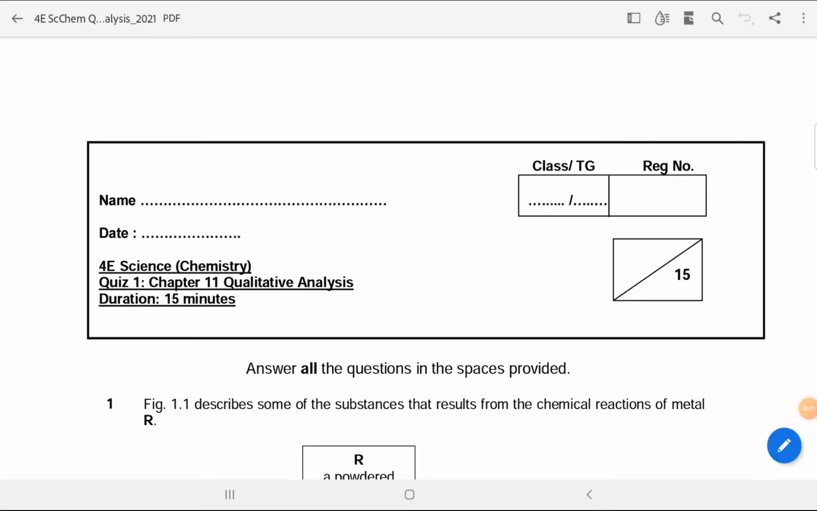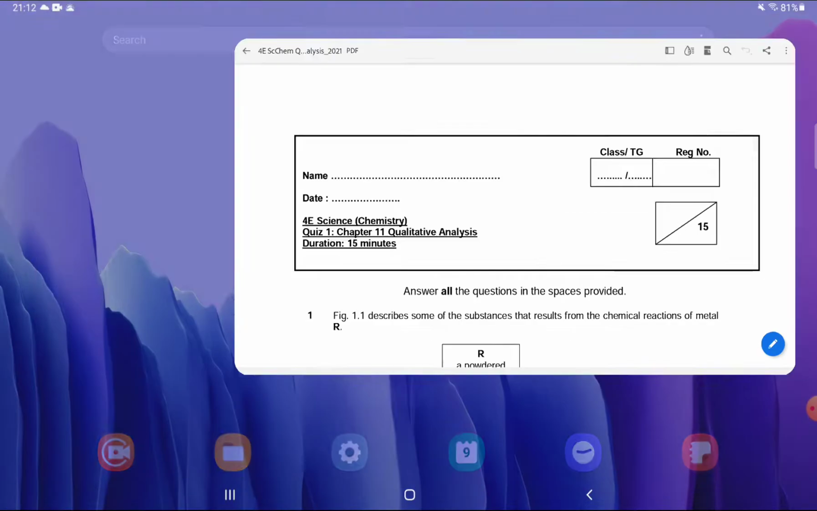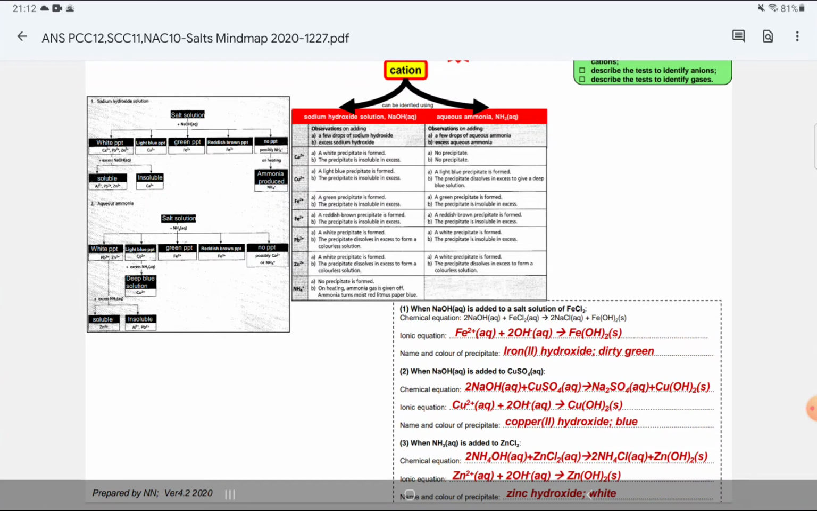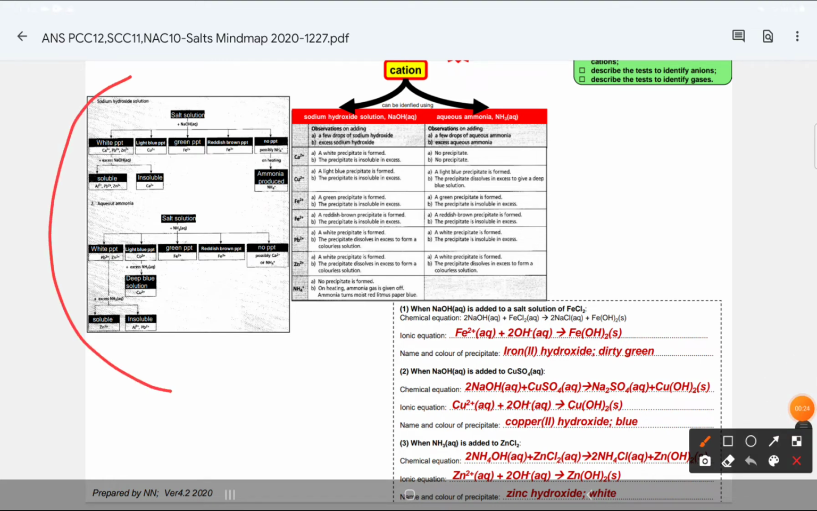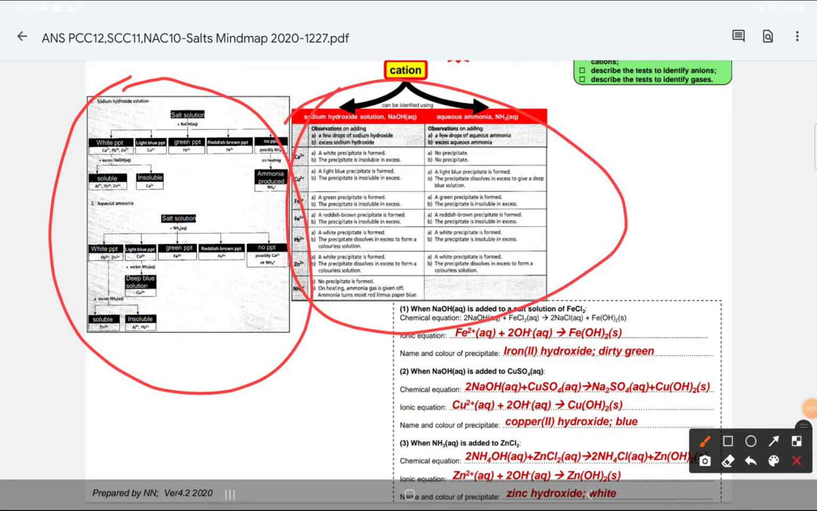Hi guys, in this video I'm going to go through quiz 1 on qualitative analysis, or the QA. QA is in the salts chapter. Now, in order to do QA questions, you need to memorize the cation and the anion test first. This is the salts mind map and this is the cation test. Okay, so this chart and this table are basically the same.